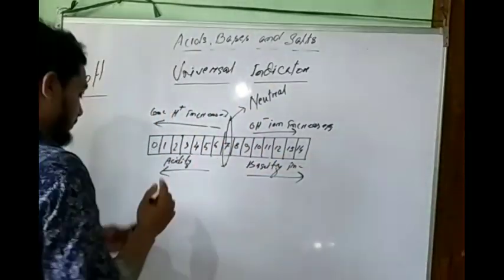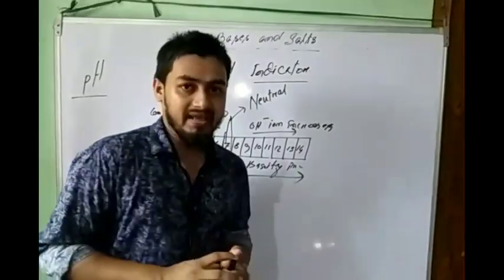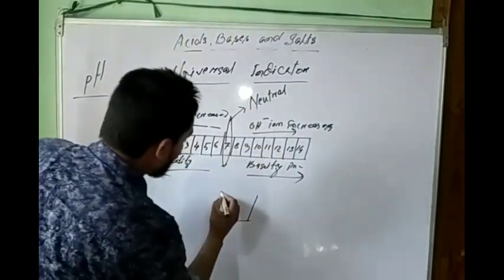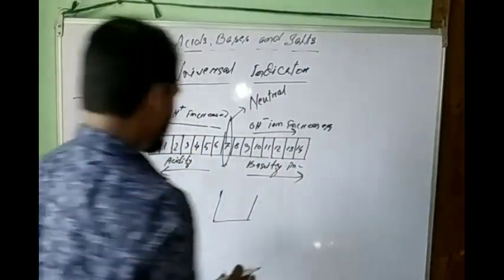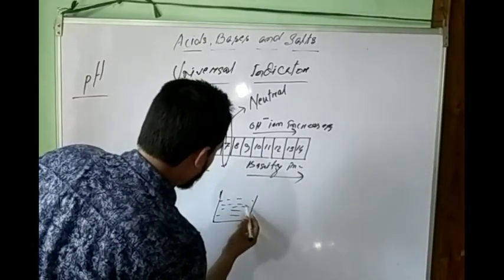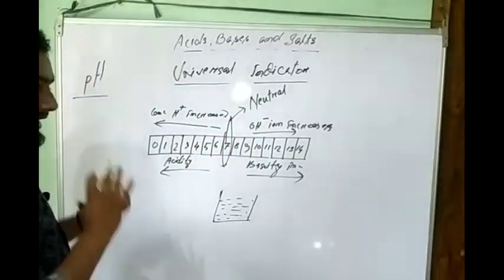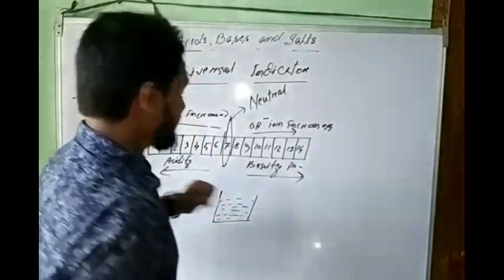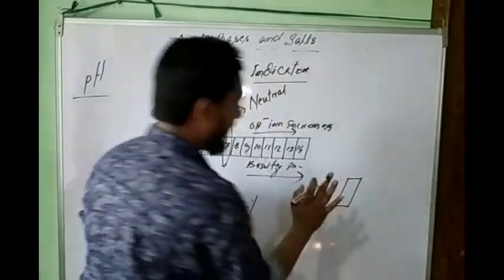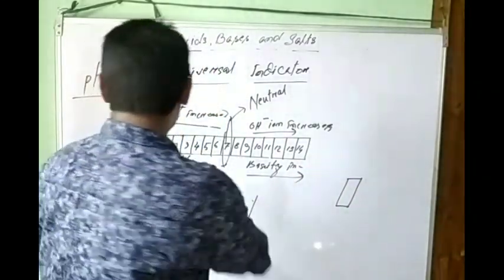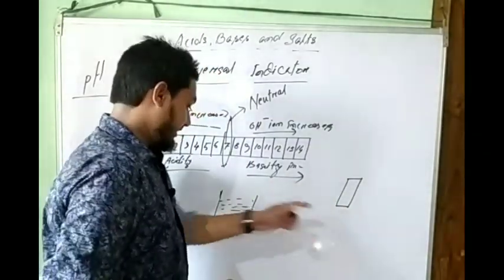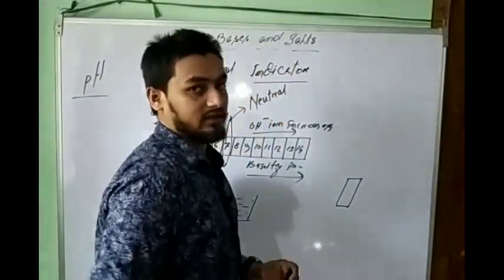Now, how can you measure the pH of a solution? Suppose you have a solution and you have to find the nature as well as the strength of this solution. For this, you will have some pH paper. Actually, this pH paper is the main tool in this process. With the help of this, we can determine the nature as well as the strength of the solution.